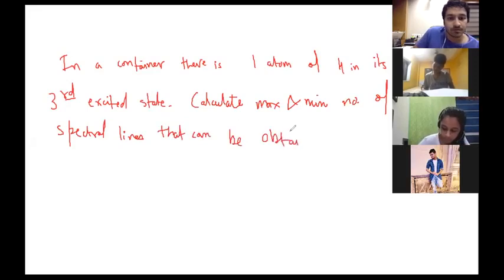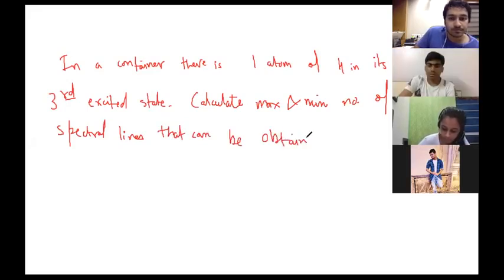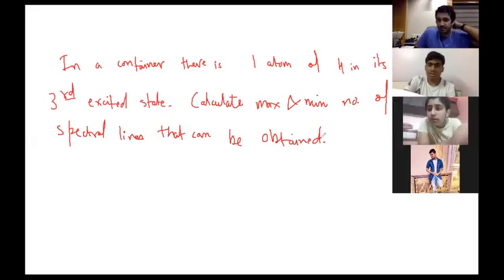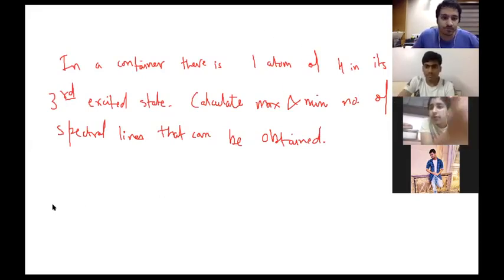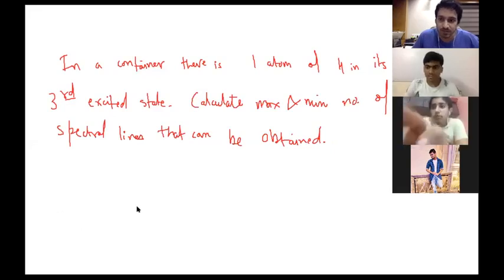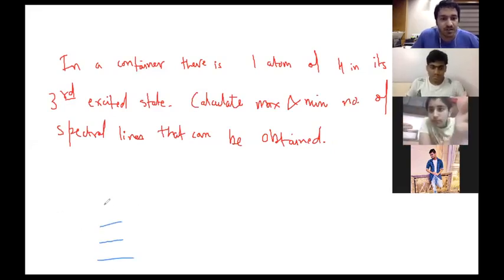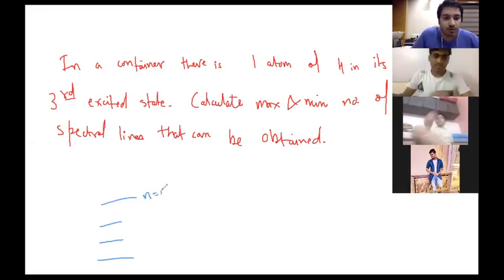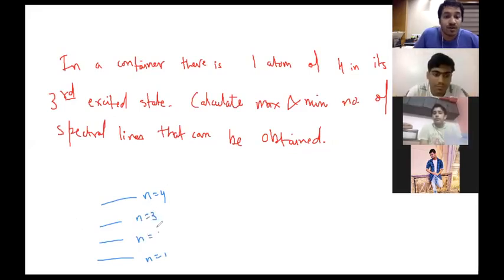Please solve. Minimum will be from 4 to 1, and the maximum will be 4 to 3, 3 to 2, 2 to 1. So 3 and 1. Correct. The electron is in the third excited state, which means it is in the fourth orbit. The interesting part of this question is that we have only one atom.